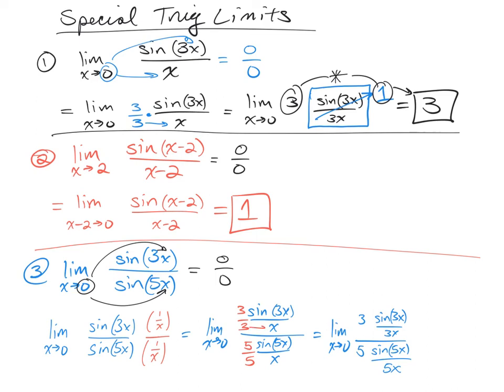Again, pushing that 3 over and the 5 over with the x in the denominators of the respective fractions, you can see now that the limit of the sine 3x over 3x will go to 1, and the limit of the sine 5x over 5x will also go to 1. And so since in the numerator you have 3 times 1, and in the denominator you have 5 times 1, this limit ends up being 3 over 5.